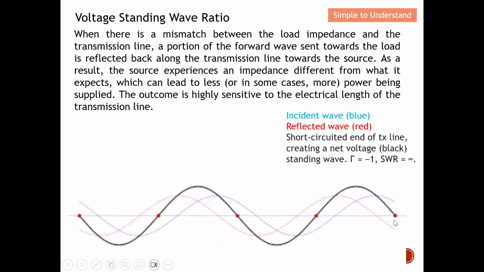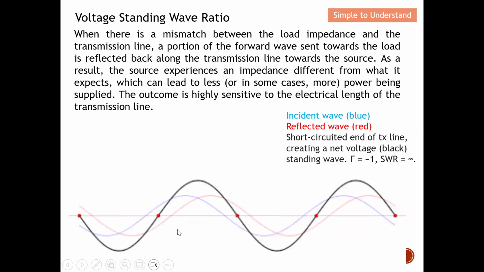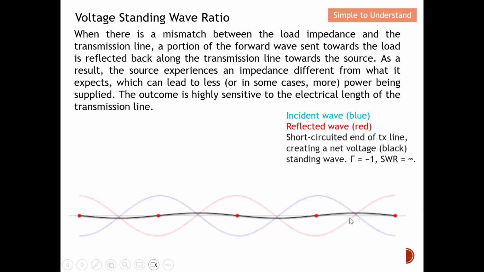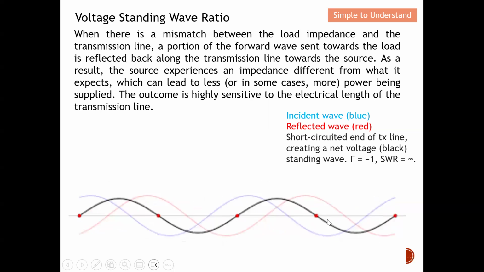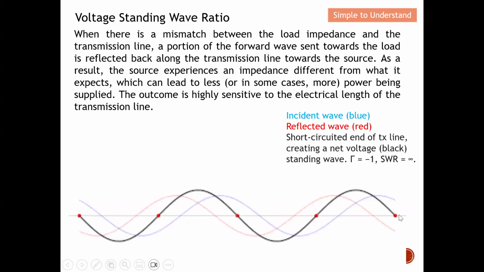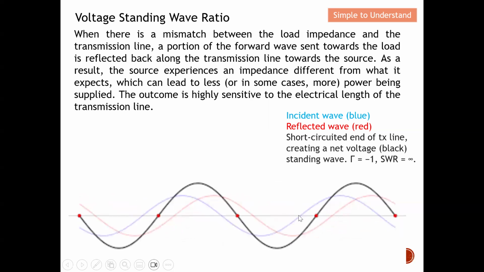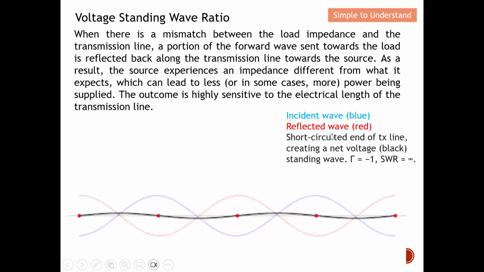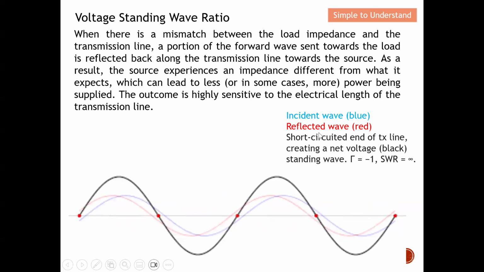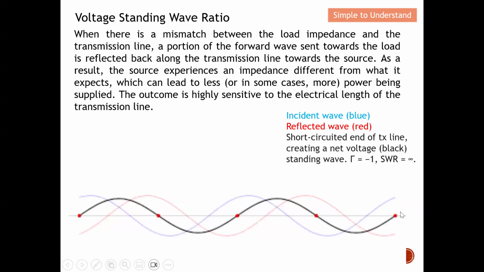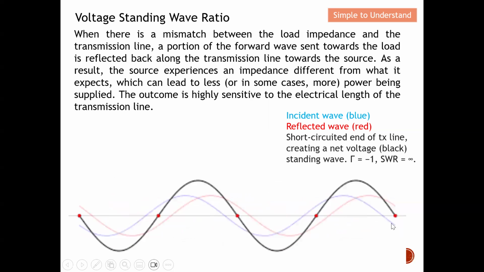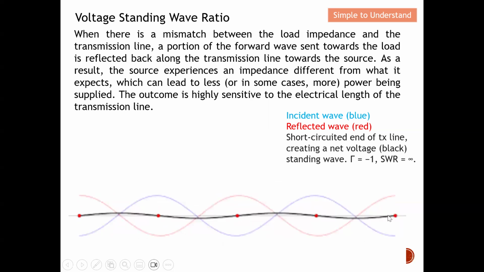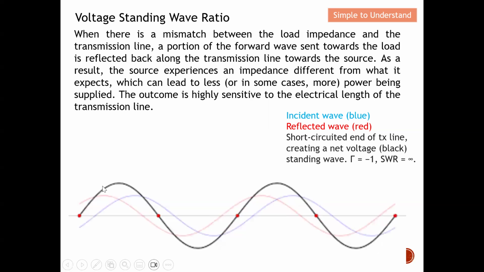Let's say this is the load here. So I have a forward wave and I also have a reflected wave. Over here you can see that all the wave is reflected back. So this is the situation when there is a short circuit at the end of this transmission line, which means that over here there is a short circuit. Here you can see that the outcome is the black color.